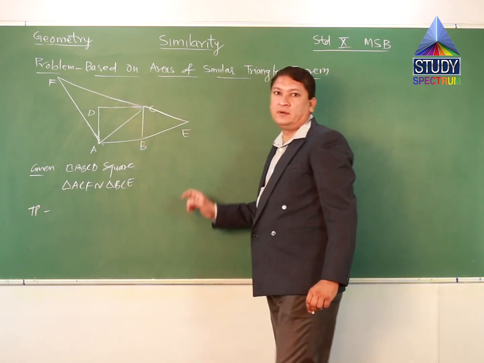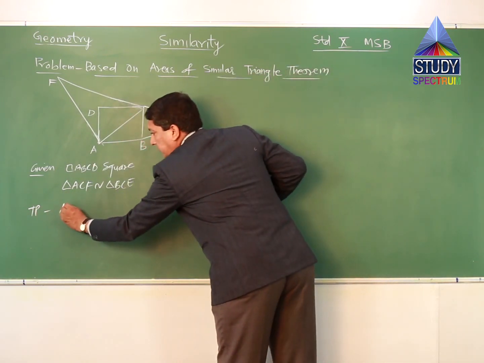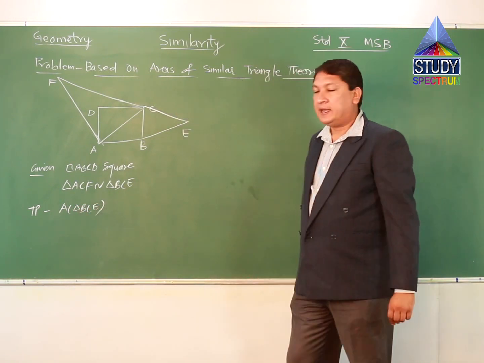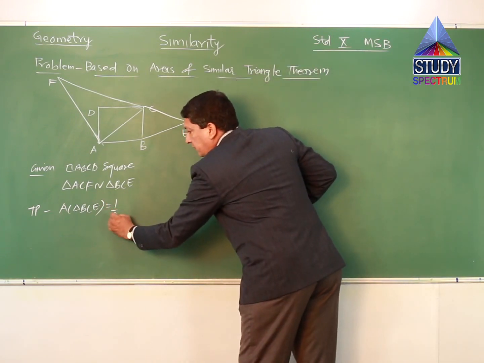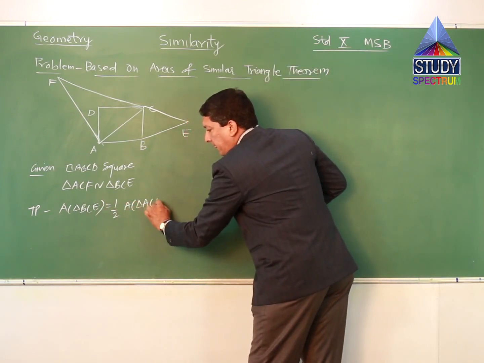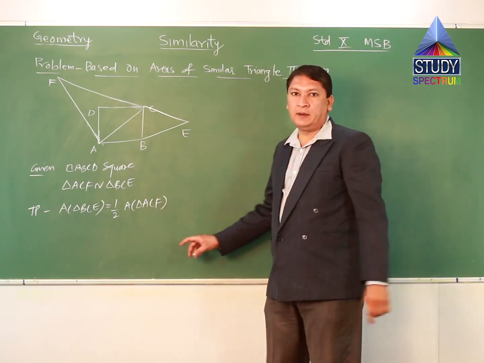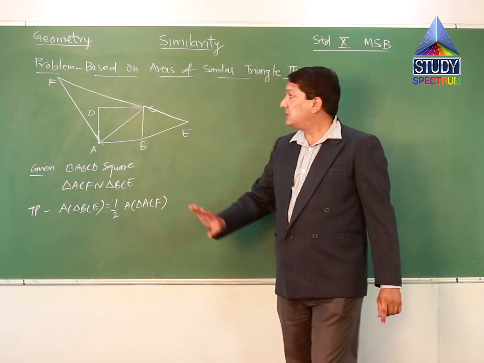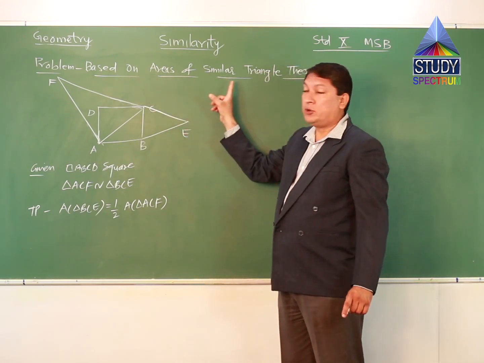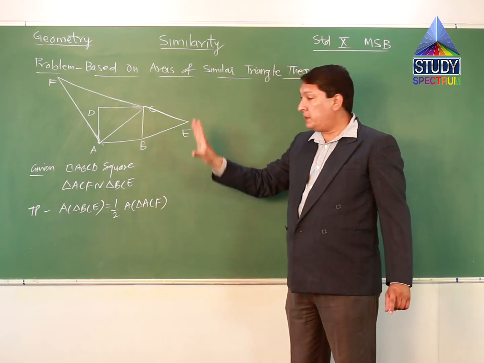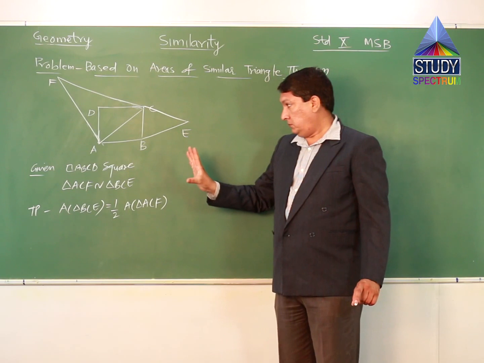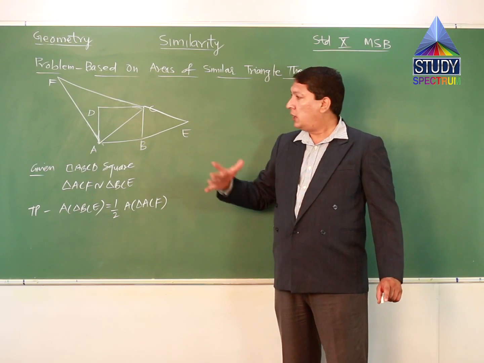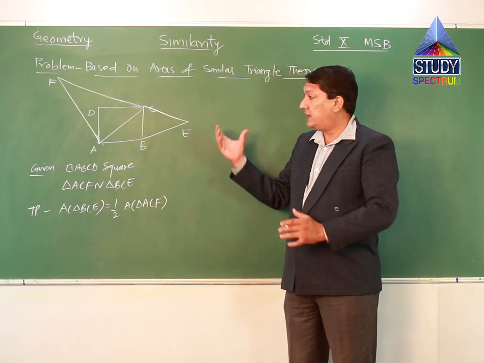We need to prove that area of triangle BCE is half of area of triangle ACF. This we need to prove. As I said, this sum is based on theorem on areas of similar triangle. So that theorem will be applied somewhere on this sum. And you need to understand the flow of the sequence, like how we are moving on, how we have got the final answer. That flow you need to understand.